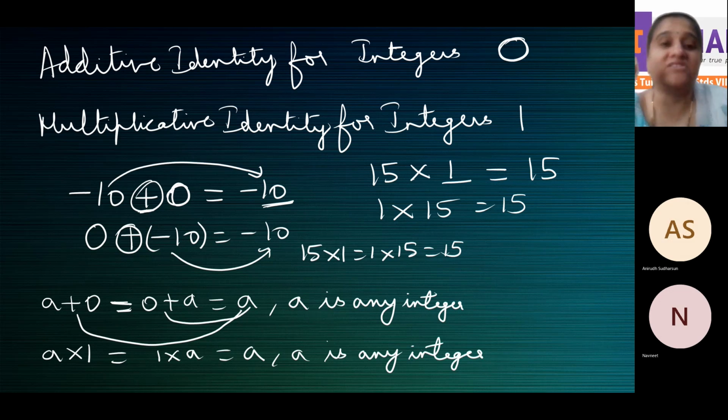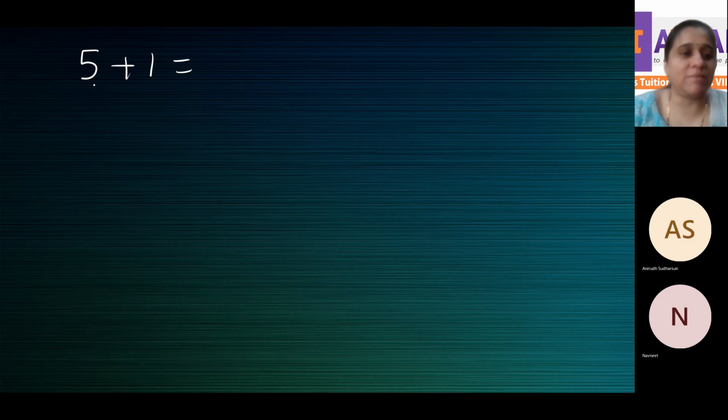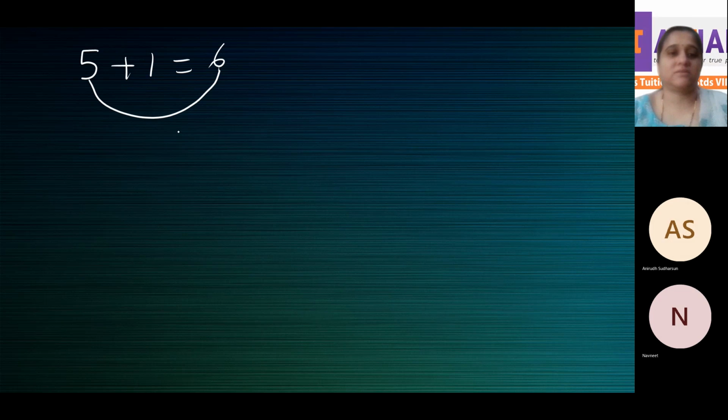When you're adding, you must add 0. When you're multiplying, you must multiply by 1. If you add 1, the answer will change. Supposing 5, you add 1 to it. You will not get the same answer 5. You will get 6. You will not get the same answer.